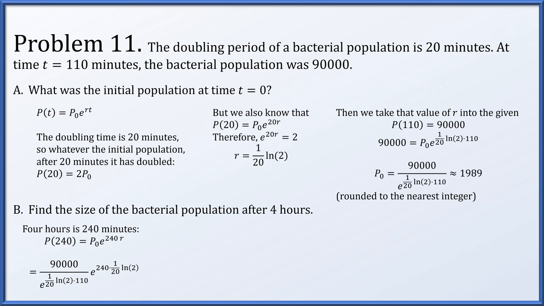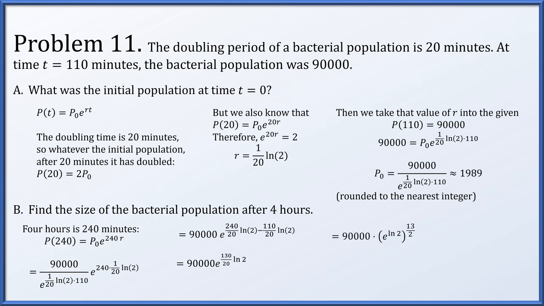Now we just need to simplify some stuff down. Notice that we have an exponential divided by an exponential. We have e to something divided by e to something else. So we can write that as e to the power in the numerator minus the power from the denominator. So 90,000 times e to the 240 over 20 log 2 minus 110 over 20 log 2. We've got a common denominator of 20 and a log 2 that we can factor out. This simplifies to 90,000 times e to the 130 over 20 log 2.